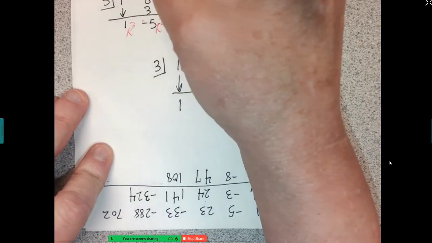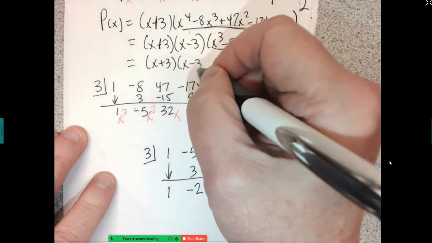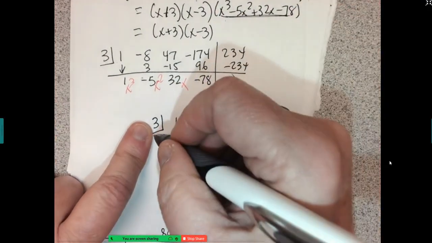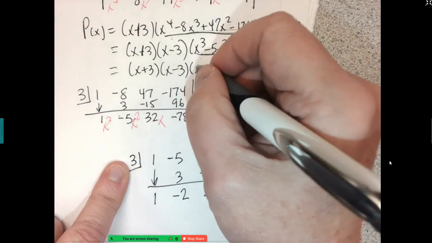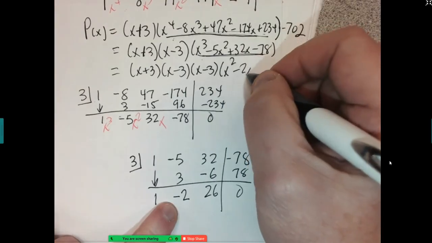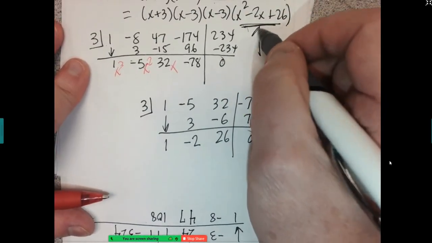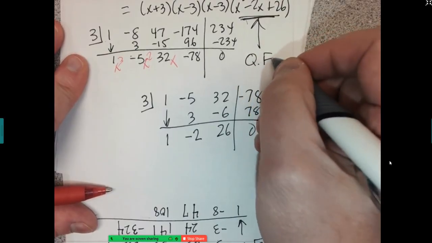So this will be x plus 3 times x minus 3. And then this breaks down to x minus 3 times x squared minus 2x plus 26. And then to get the zeros of that, use the quadratic formula.